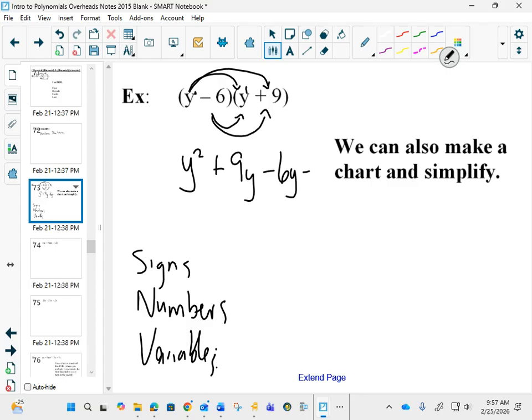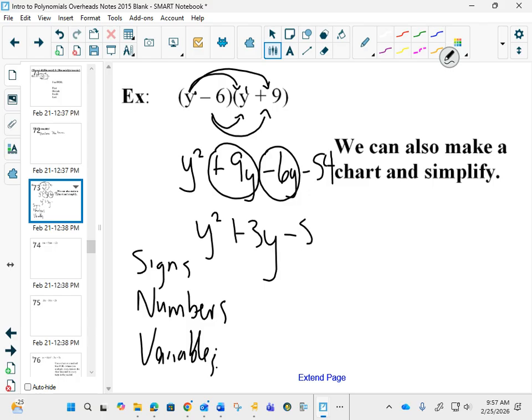This one's a little bit trickier. 54. 54, very good. Now, are we done? Why aren't we done? Because there's like terms. Are there like terms here? Yes. 9y and 6y. Notice how I'm circling to take the sign with it. So I keep my y squared, but I've got positive 9y's and I take away 6y's. What do I have? Positive 3y minus 54. I can't do anything with that because there are no other constants.